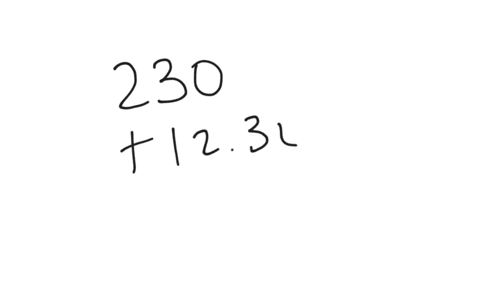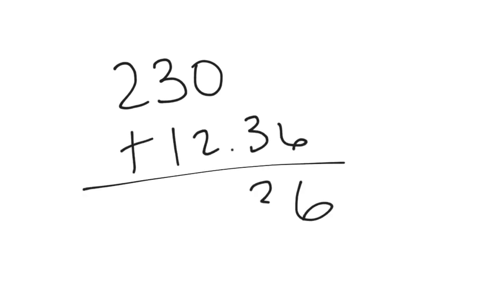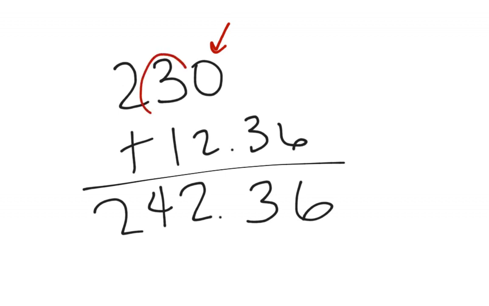Let's do one more. Alright, we're going to do the exact same thing. Remember that here, according to my rules for 0, that is not significant. There is not a decimal. So my 3 is my last significant number here. My 6 is my last significant number here.